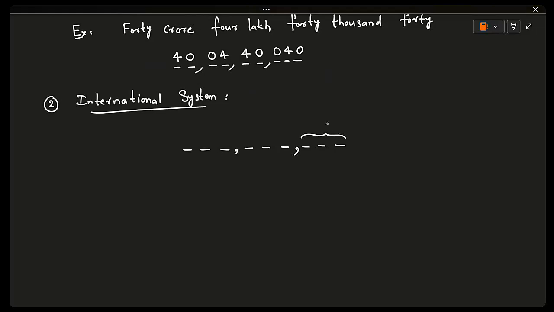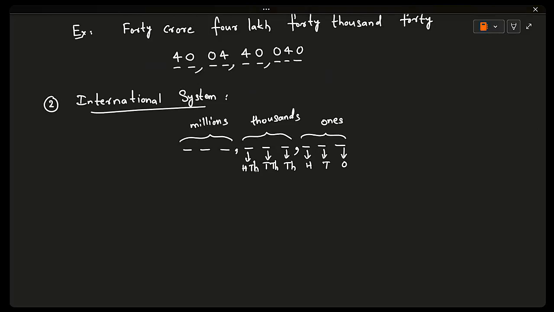So these are the periods. What is the name of this period? Same as the Indian system, ones period. But from here onwards it changes. This is the thousands period and this is the millions period. So there are only three periods: ones, thousands, and millions. In the ones period the places are ones, tens, hundreds, and in the thousands period the places are thousands, 10,000s, and this is 100,000s.